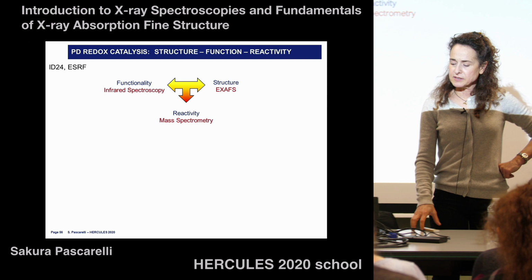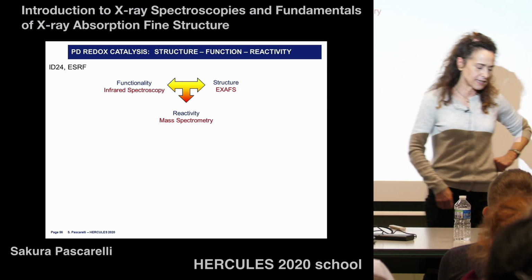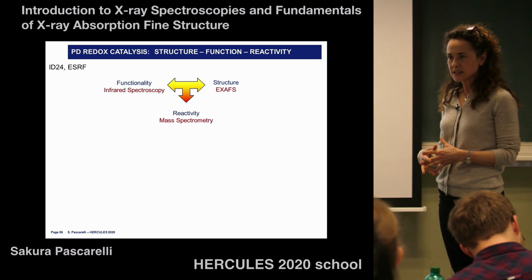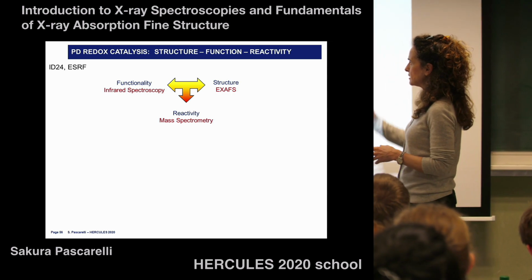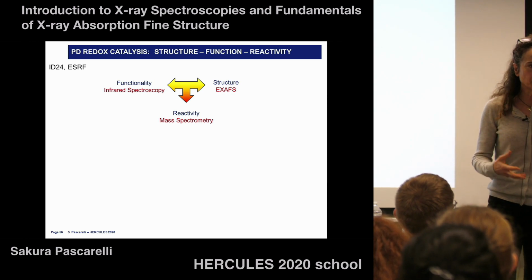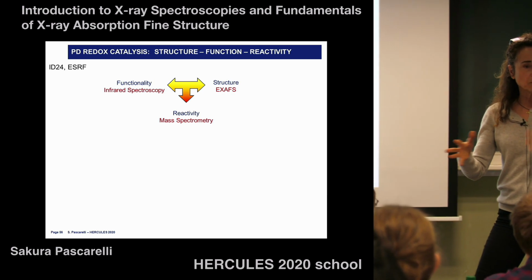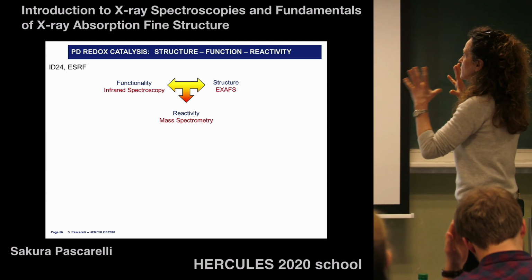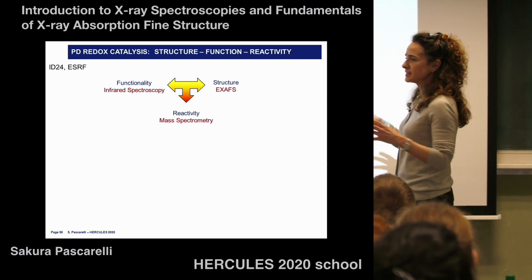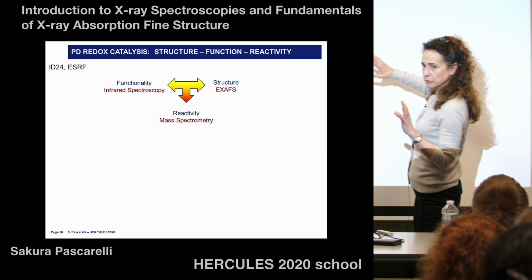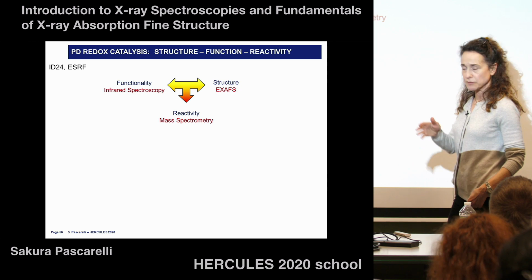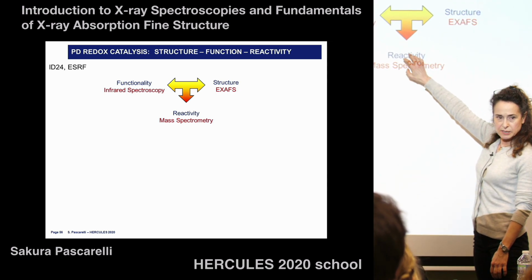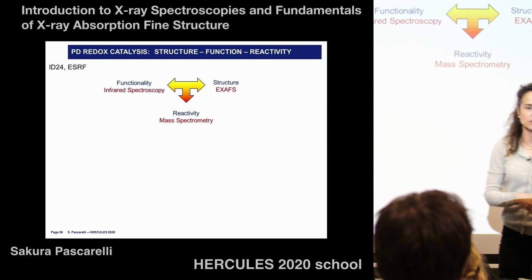So the first example is work on ID24. As I said, this beamline is really focused on doing time-resolved studies, and one of the big areas of application is catalysis. We did a lot of work here with many people that came and went, scientists and postdocs, to set up a combined experimental facility where you could measure at the same time, with the same time resolution, the structure using EXAFS, the reactivity using mass spectrometry, and the functionality using infrared spectrometry.